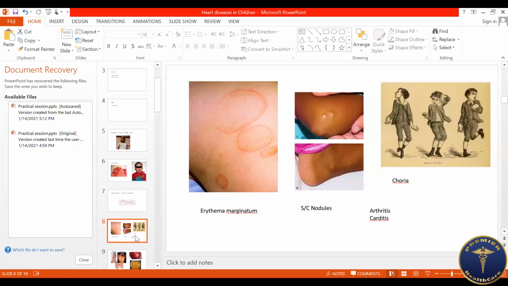And then if you see a child with choreiform movements, check the heart. If you see a child with arthritis, check the heart. If you see carditis, of course, you will do the full cardiac examination, right? So if a child comes with any of those features, think, is it the heart? Suspect the heart with a very low threshold, so that you will never miss a heart disease and a child will never die of undiagnosed heart disease.